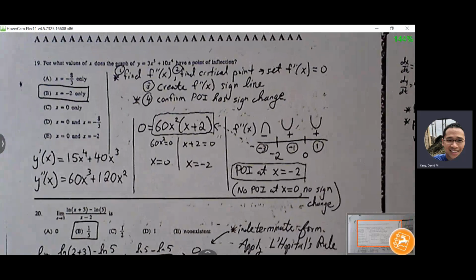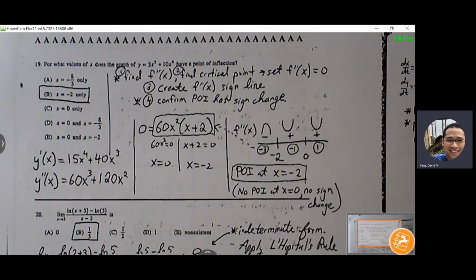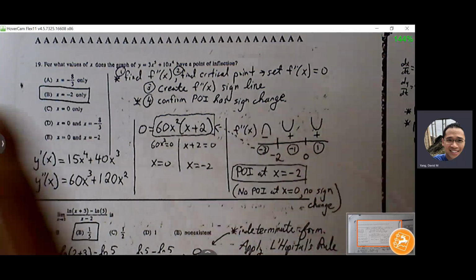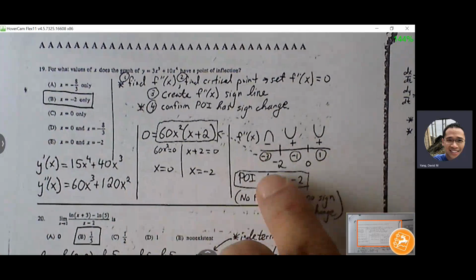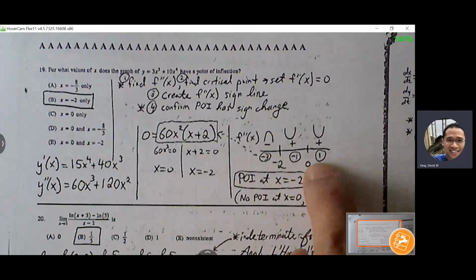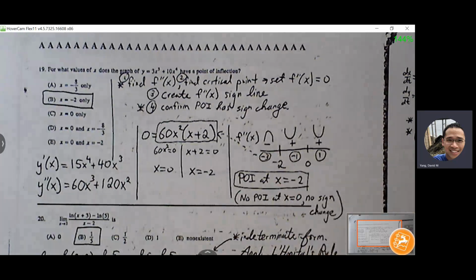Okay, so y prime is 15x to the fourth plus 40x cubed. Y double prime is 60x cubed plus 120x squared. Factor GCF. X is 0 and -2. Make sure that you don't just stop there and answer E. You've got to keep going. Create your sign line. Make sure that there's a change in sign. There's no change in sign at 0. So 0 is a candidate, but it ends up not being a point of inflection, just -2.